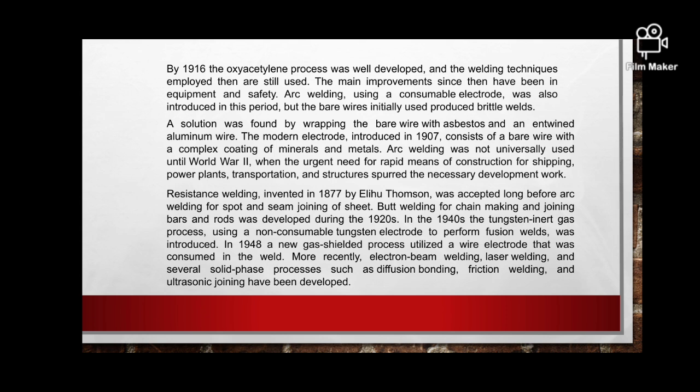In the 1940s, the tungsten inert gas process, using a non-consumable tungsten electrode to perform fusion welds, was introduced in 1948. A new gas shielded process utilized a wire electrode that was consumed in the weld. More recently, electron-beam welding, laser welding, and several solid phase processes such as diffusion bonding, friction welding, and ultrasonic joining have been developed.